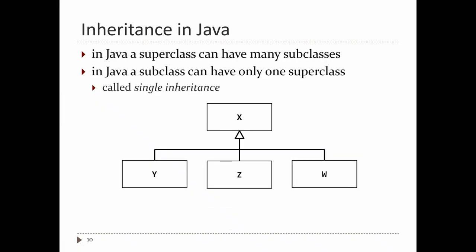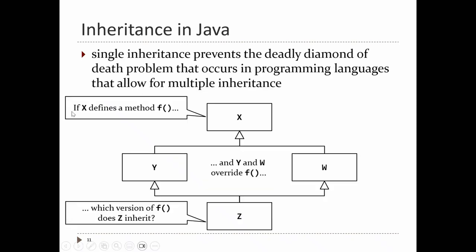Okay, so you might think that this is a bit limiting in Java. You might think, well, hey, look, there's two classes. Class X does something that I want. Class Y does something that I want. Why can't I make a class that inherits from both X and Y? For example here, why can't Z inherit from Y and W? The designers of the Java language decided that they would not allow this to happen. They decided that Java will only support single inheritance.